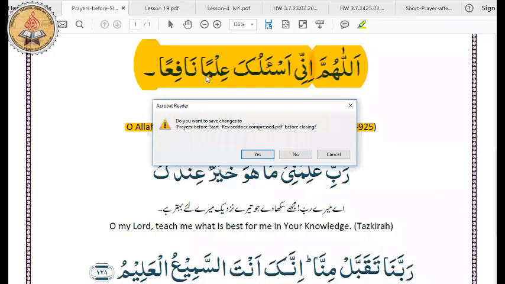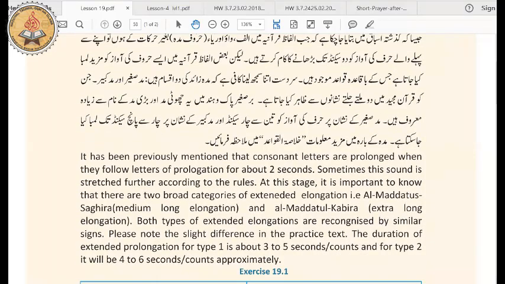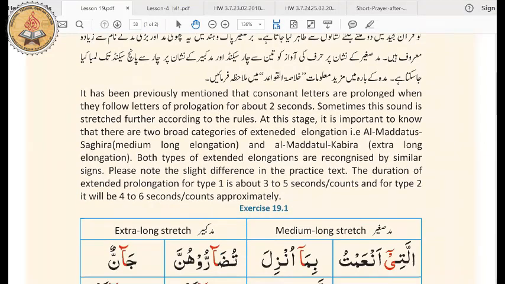So today, again, you have started extended elongation in the previous class, so we will practice one more exercise from that. I'll quickly go to what its definition is. It has been previously mentioned that consonant letters are prolonged when they follow letters of prolongation for about 2 seconds. Sometimes this sound is stretched further according to the rules.